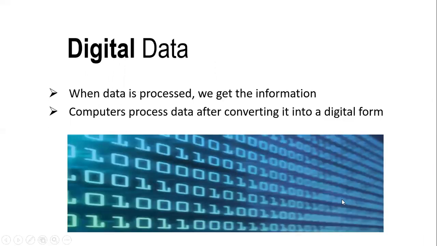Now we'll learn about digital data. When data is processed, we get information. Computers process large amounts of data after converting it into a digital form. All those forms of data are converted into zeros and ones. As you can see over here, there are large strings of zeros and ones, in thousands or millions.